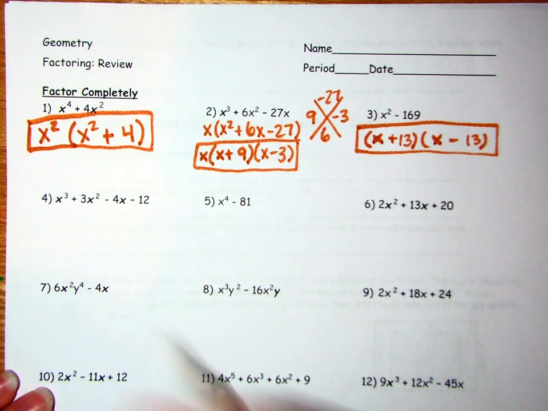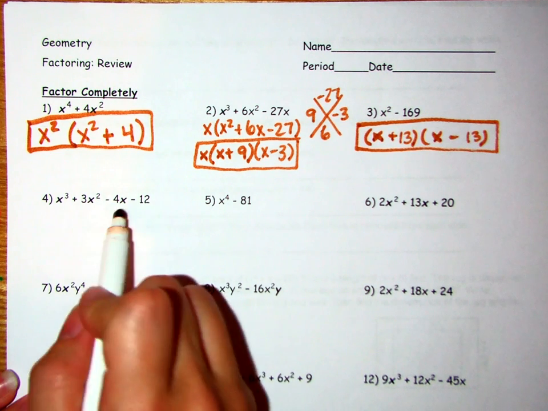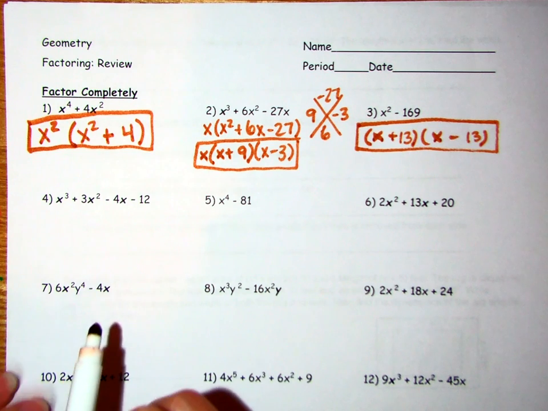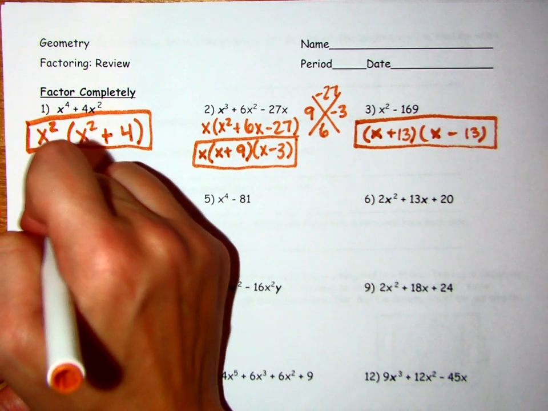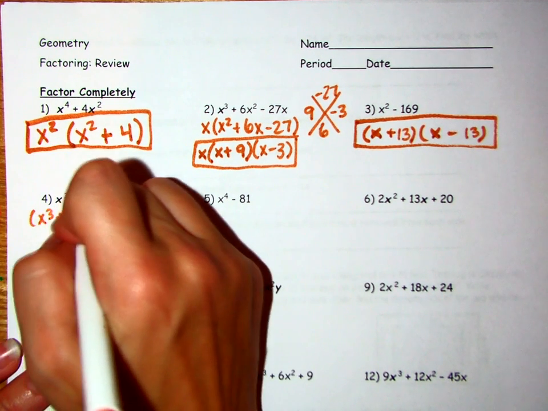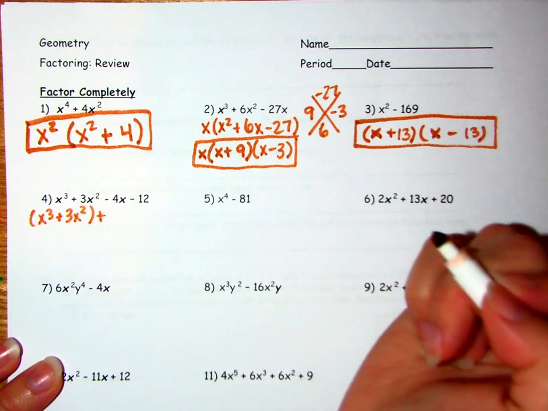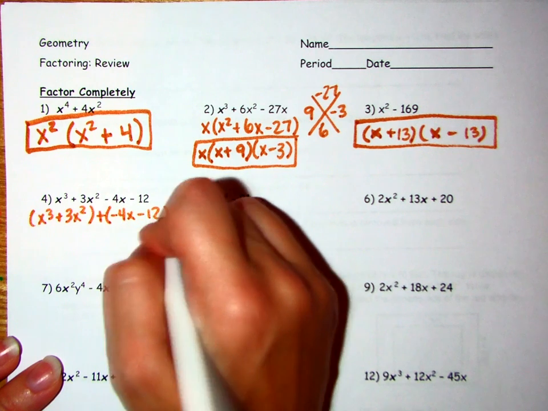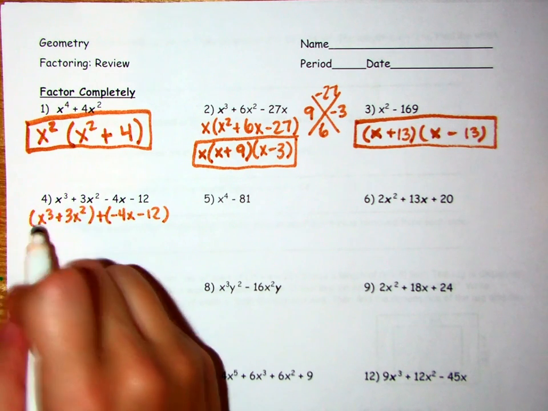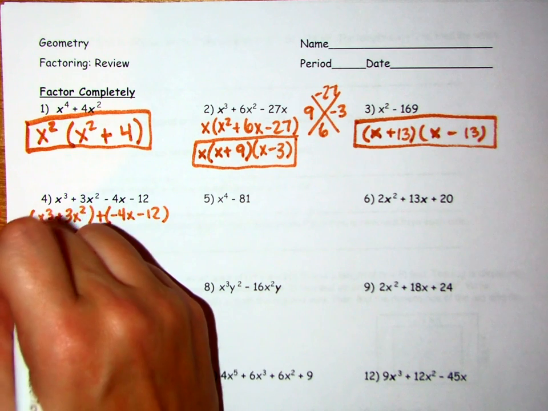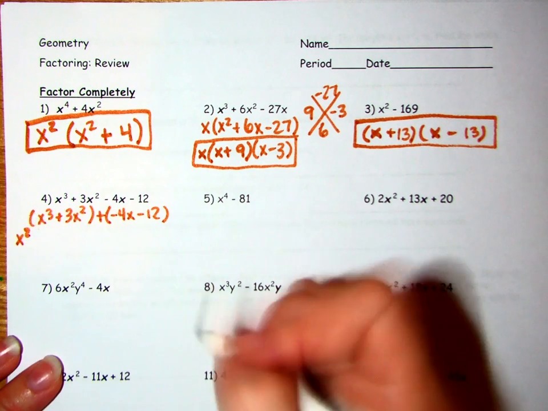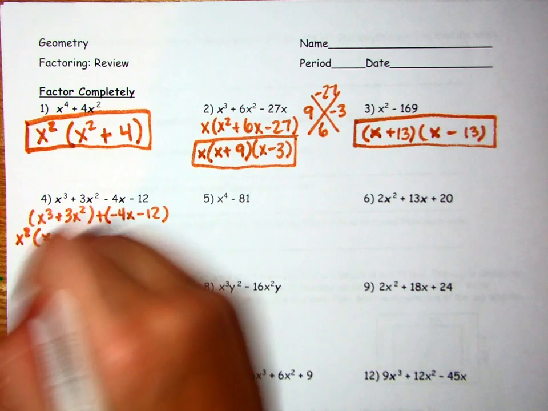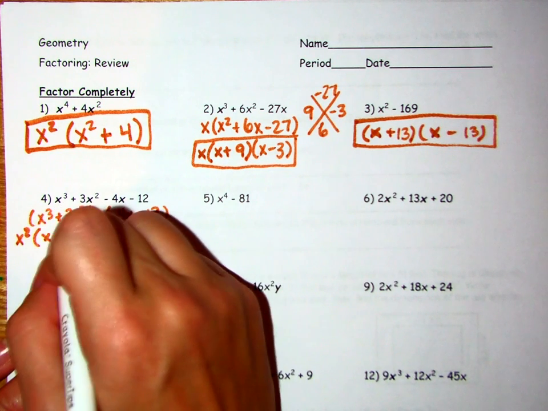On this next problem, I do not see a GCF that I can pull out here. However, I see 1, 2, 3, 4 terms, which means I'm going to have to factor by grouping. So I'm going to group the first 2 terms together, x cubed plus 3x squared. And then we always put an addition sign right after that parentheses, always, because that negative is going to go inside the next set with that 4x. So now we're going to take our GCF here. They both have an x. The smallest exponent is a 2, which means that's the most I can take out. And so x squared times x gives me x cubed. X squared times 3 gives me 3x squared.